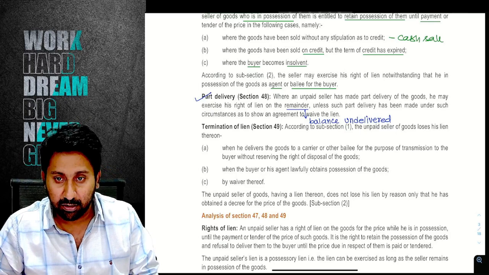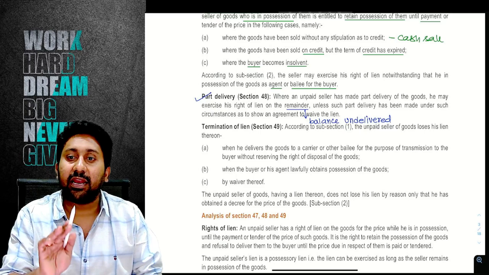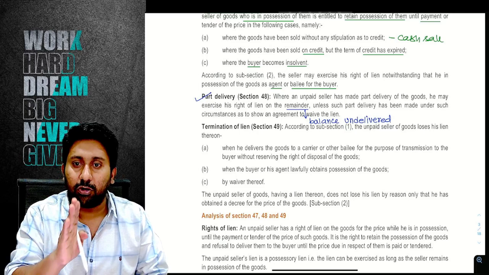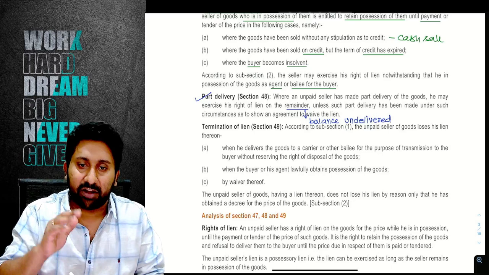Let me explain. For example, the seller agreed to sell the goods to the buyer. The buyer agreed to pay the amount for that particular goods. Okay, due date came, credit sale, due date came. He didn't even pay for the goods.